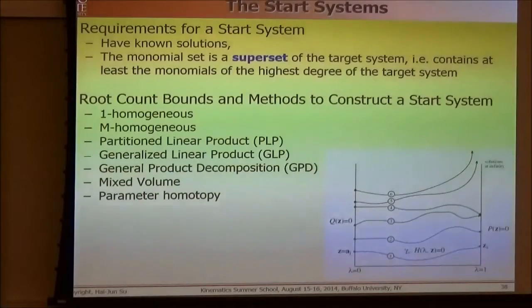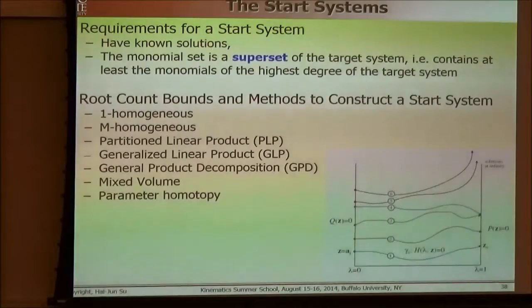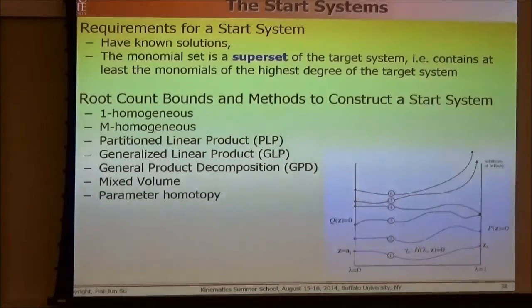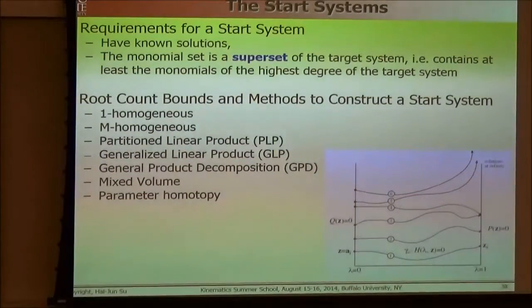The start system has a list of requirements. First of all, you have to know the solution to the start system. Second, the monomial set, the maximum degree, needs to be a superset of the target system. Meaning, if you have a cubic equation, you cannot use a quadratic equation as the start system, because two quadratic equations only have two solutions. You can't converge. You can't check to the third one.